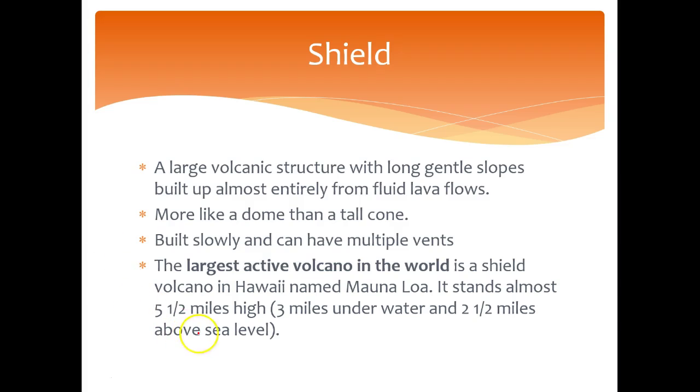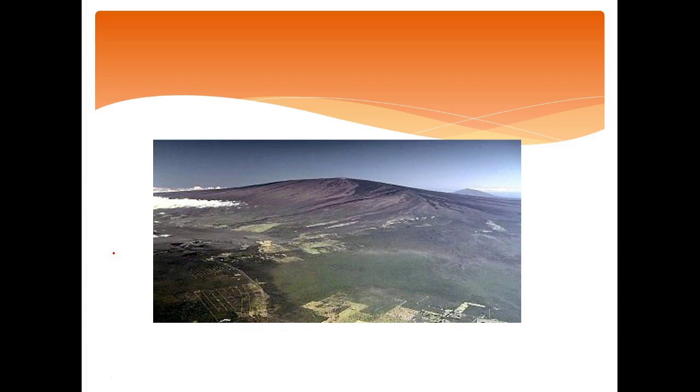And then we have Mauna Loa, which is the biggest volcano in the world, and it's about 5.5 miles high, but 3 miles of that are underwater. Here's a picture. Now you can see that it kind of just gently goes like that. Think of a shield being laid down, and that's kind of the shape you would get.